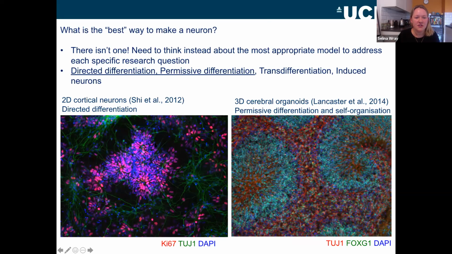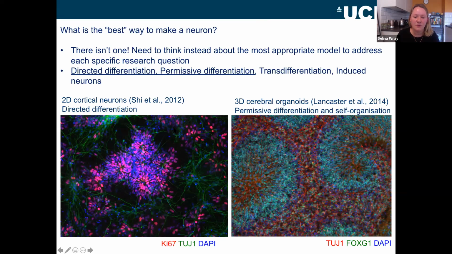There are different approaches such as directed differentiation, so really using small molecules to mimic development, and permissive differentiation, which is harnessing the cell's ability to self-direct into certain cell types. And then finally, we're not really using these two methods, but I'm happy to talk about them in the discussion. There is transdifferentiation, which is the direct conversion of skin cells to neurons, and also induced neurons, so the overexpression of pro-neural transcription factors within iPS cells. But I'll just spend 2 or 3 slides to talk about some of the work we've done with these models.